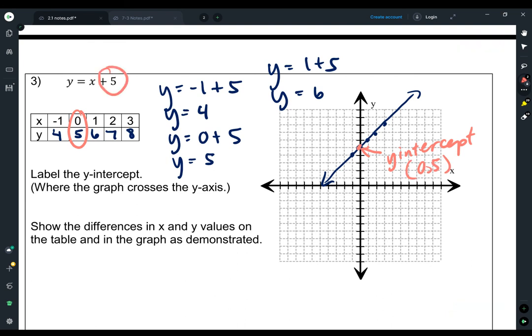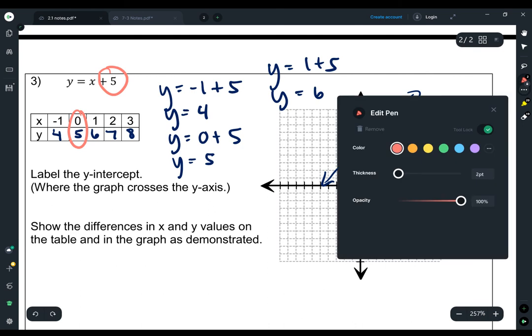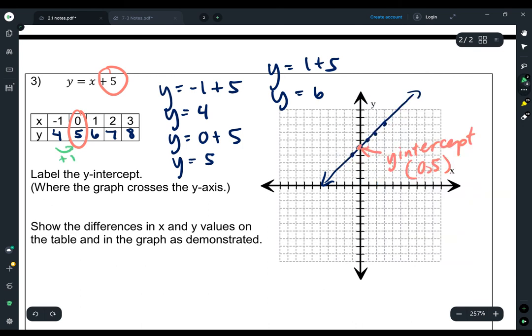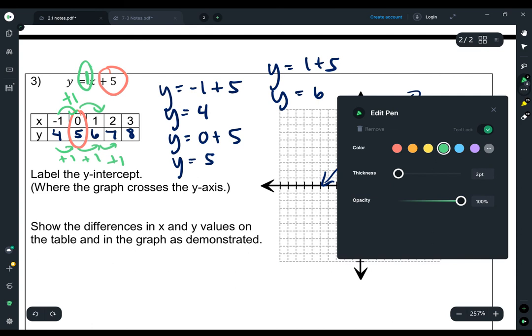And now we're going to look at my pattern for y's and x's. My y's are going up by 1. My x's are also going up by 1. I have a 1x right here. And my graph goes up 1 over 1, up 1 over 1. So it's +1 for y, +1 for x on my graph as well. And that's what that looks like.